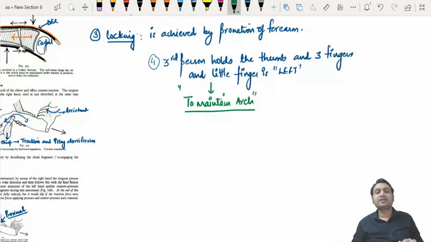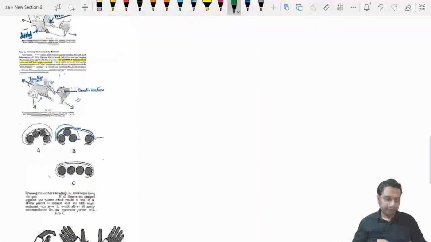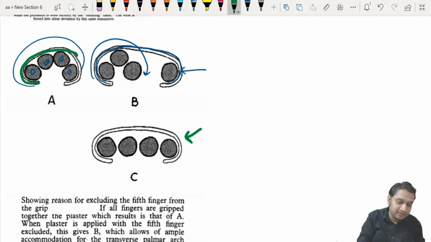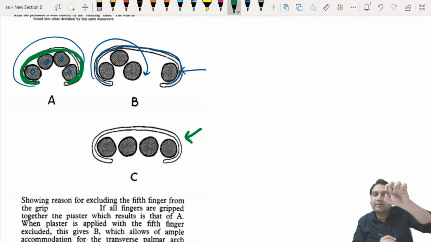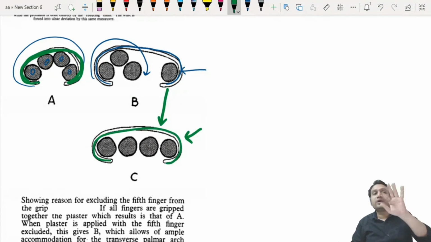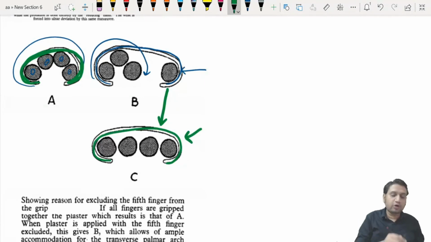If you hold all the fingers, what is going to happen? There will be a compromise of the palmar arch, like I have shown you, right? Once you have applied the plaster, the final result will be this. Otherwise the final result will be this. If you pull all the fingers together, there will be a compromise of the transverse palmar arch. We have to keep in mind that once the plaster is removed, the person should be able to move and have proper functioning of the fingers. If you compromise the transverse palmar arch, definitely there will be some kind of fibrosis and restriction of movement, which we don't want, right?